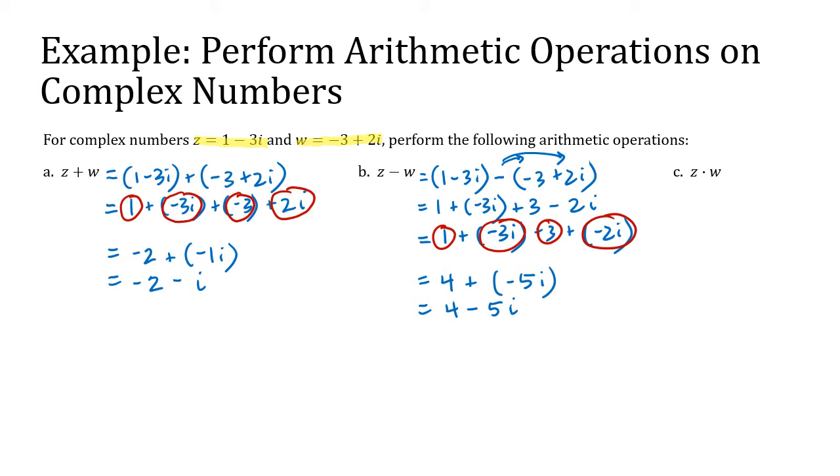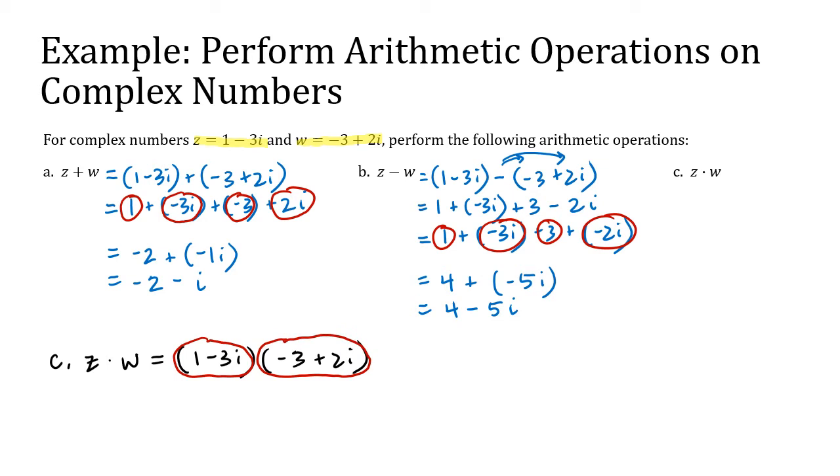All right, for part C, let me move into this bottom space here because it looks like I'm running out of room. So I'm going to say part C is z times w, and I'm going to take the complex number z and I'm going to multiply it by w, -3 plus 2i. So what we really have here is a binomial, which means two terms, bi meaning two. So we have a binomial times a binomial.